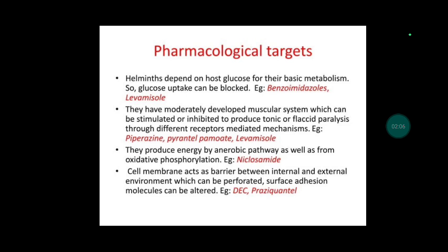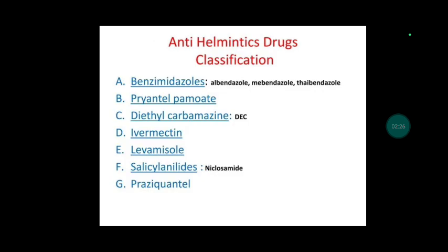They produce energy by the anaerobic pathway as well as from oxidative phosphorylation. The example is niclosamide. The cell membrane acts as a barrier between the internal and the external environment, which can be perforated, and surface adhesion molecules can be altered. The example is praziquantel. So let's move forward.